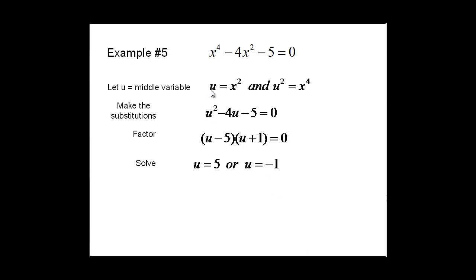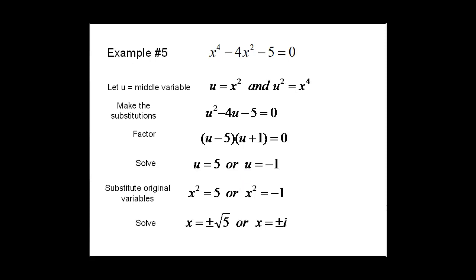Now, u is really x squared, so we substitute back. We had x's. We turned them into u's. It was nice to factor. Then once we have our u answer, we go back to our x squares. So you have x squared equals 5, and x squared equals negative 1. This one won't work. So you get plus or minus the square root of 5, or plus or minus i. And at this point, we're not dealing with imaginaries. So it's plus or minus the square root of 5.